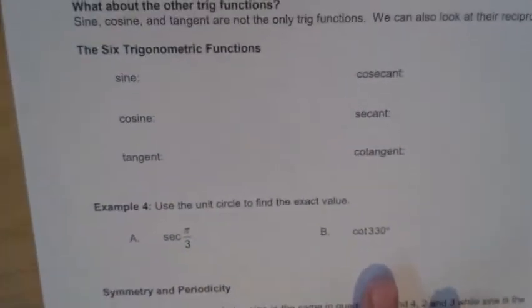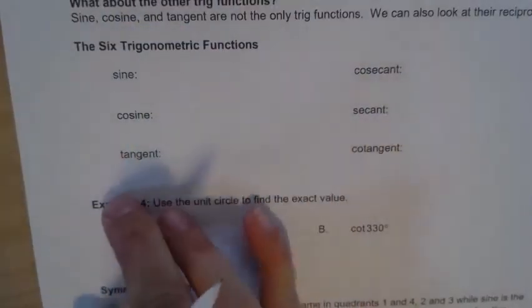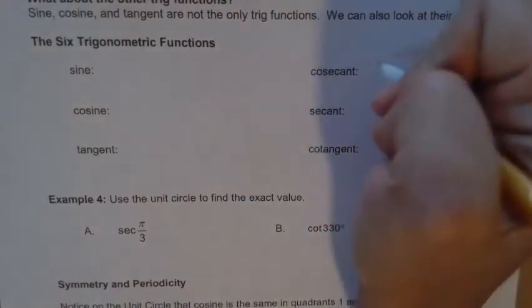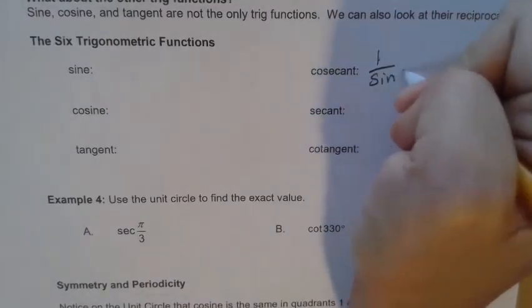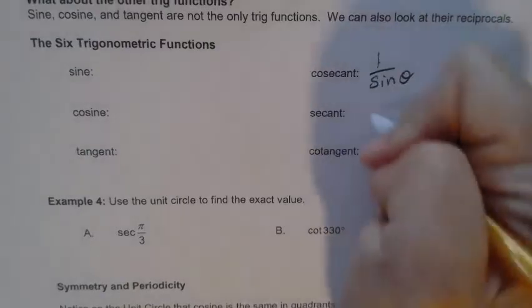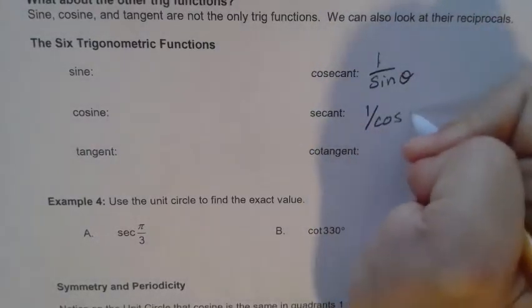Alright, there aren't just 3 trig functions though, we gotta think of the 6. So I'm not too worried about the sine, cosine, and tangent because we just went over that. But we have to show it in relation with the other 3. So cosecant is the same as 1 over sine. Secant is the same as 1 over cosine.